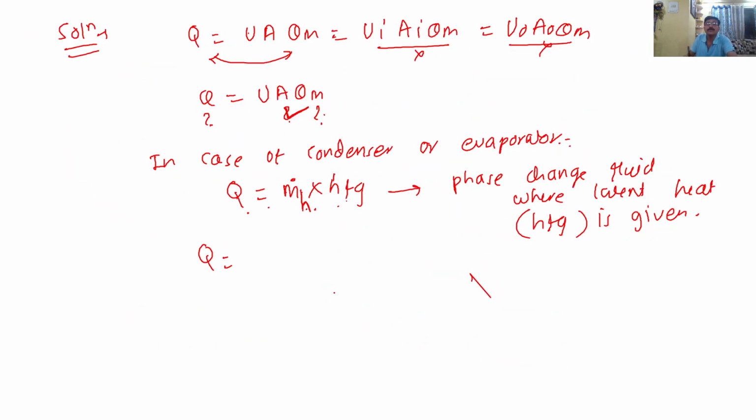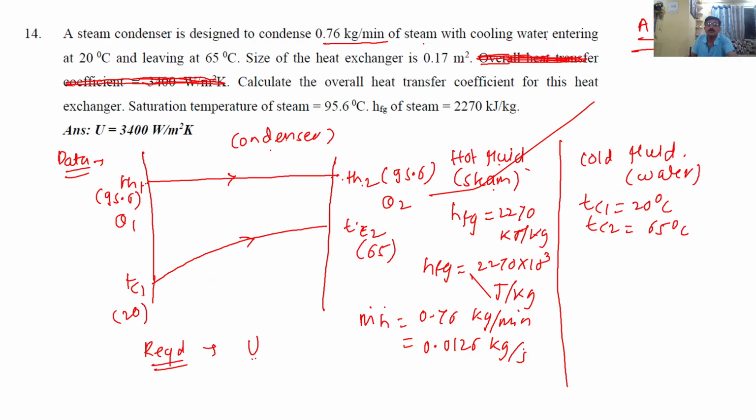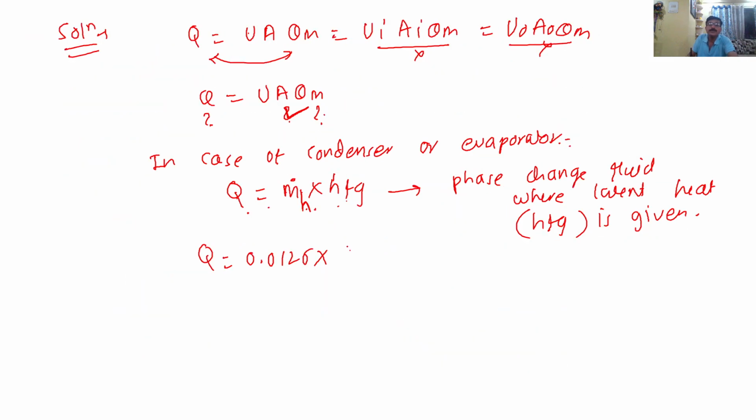Now m dot h I know, 0.0126 into hfg. How much is hfg? 2270 into 10 raised to 3. So the answer of Q is 28753.33 watt. So I think the first question mark is over. Area is already known. Now only theta m is remaining.